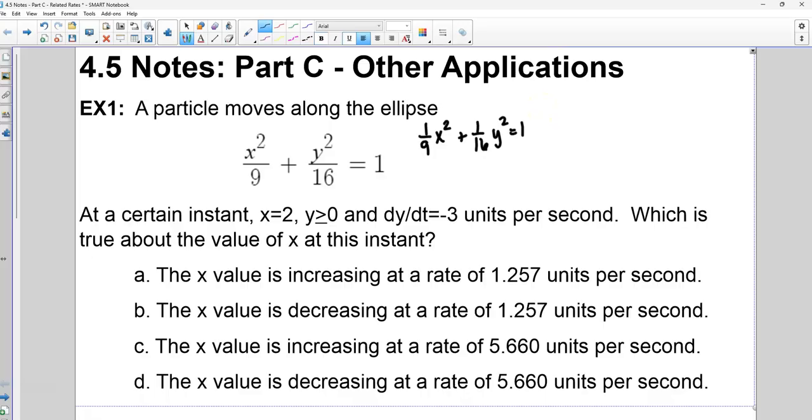1. You're going to take the derivative. You will get 2/9 x dx/dt plus 2/16 y, but 2/16 will reduce to 1/8. If you leave it 2/16, that's fine, though. It's not going to hurt you. dy/dt equals 0.